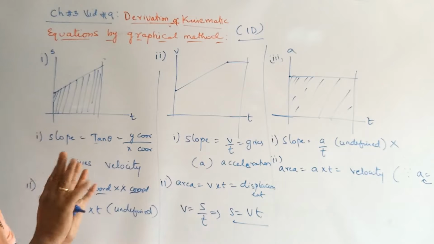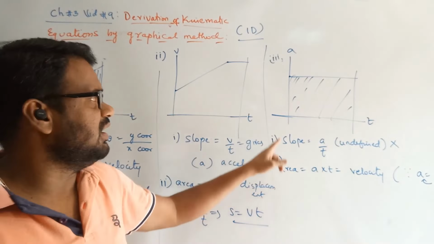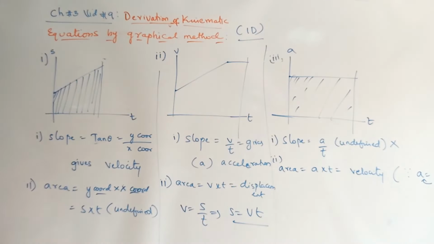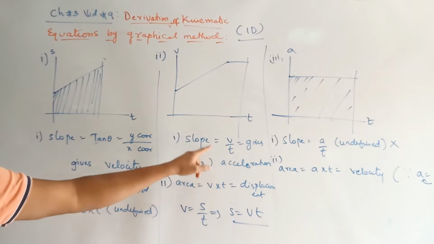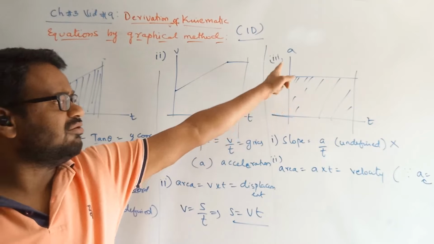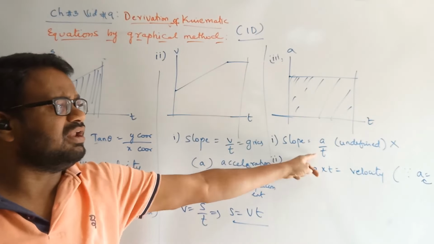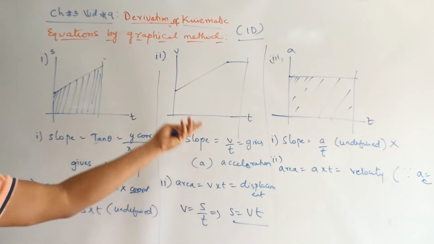You should remember these 6 points: slope and area of the ST graph, slope and area of the VT graph, slope and area of the AT graph. Just a final recall. What does the slope of the ST graph give rise to? Slope of the ST graph gives rise to velocity. Slope of the velocity time graph gives rise to what? Slope of the velocity time graph gives rise to acceleration. Whereas the area of the AT graph is equal to velocity. Area of the VT graph is equal to what? Displacement.